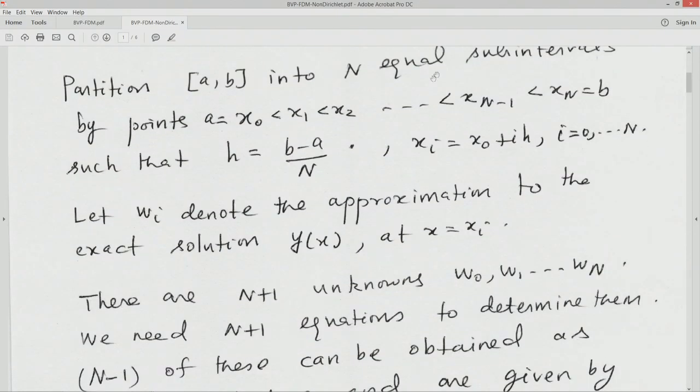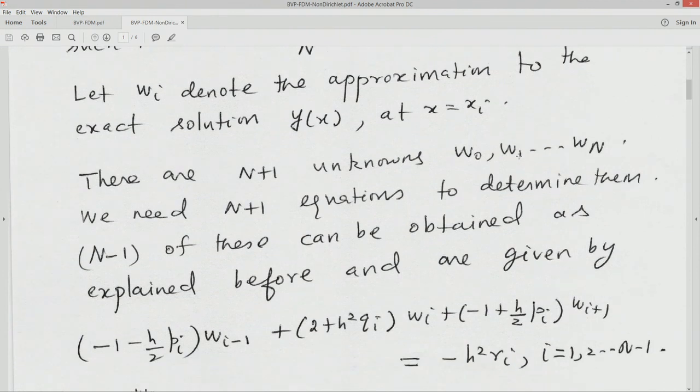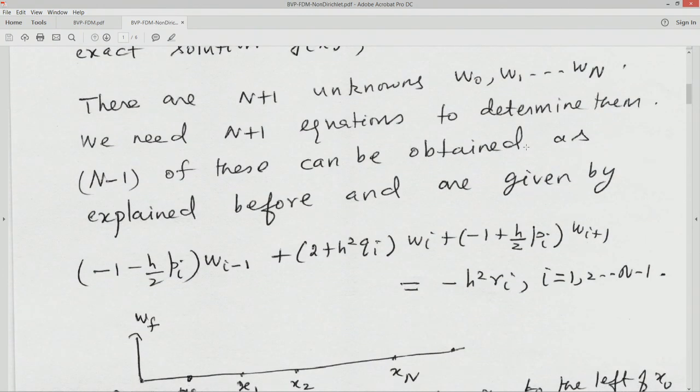So, as before, we partition the interval a b into n equal subintervals by points x 0, x 1, etc., x n minus 1, x n, where the step size h is b minus a by n. So, the points x I are given by x 0 plus I h for I equal to 0 to n. So, as before, let w I denote the approximation to the exact solution y of x at x equal to x I. So, there are n plus 1 unknowns w 0, w 1, etc., w n.